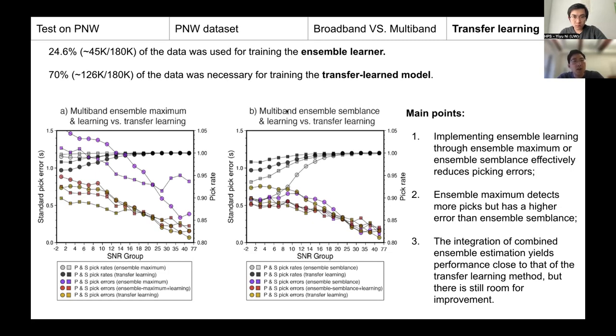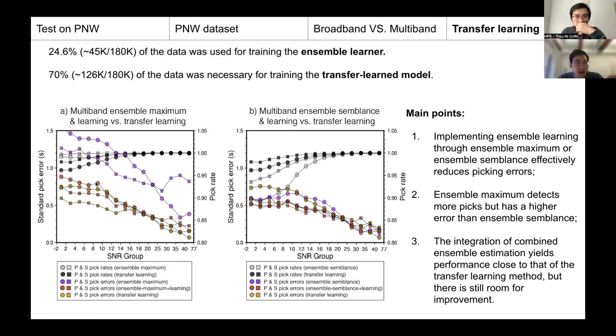in prediction. So like I said, in the framework for ensemble estimation, we need two parts: we need to choose a simple one as a trigger and another one as the refiner, right? So the left represents the integration between the ensemble maximum plus the ensemble learner. And the right is the combination between ensemble semblance and the ensemble learner. So we compare the results with the transfer learned one. The golden markers represent the result from transfer learning.